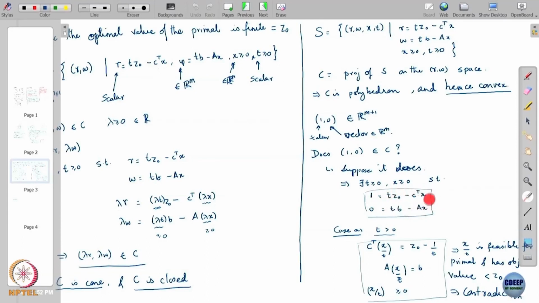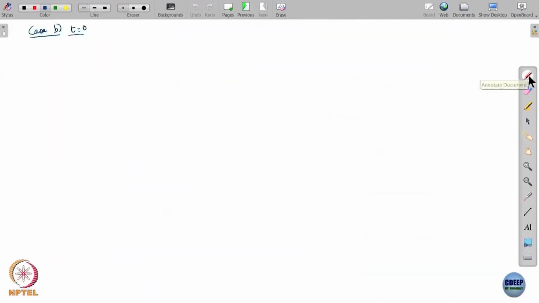So, what do I get if I put t equal to 0? I get C transpose x equal to minus 1, and I get A x equals 0. So, this implies C transpose x equals minus 1 and A x equals 0. Now, what does this mean?